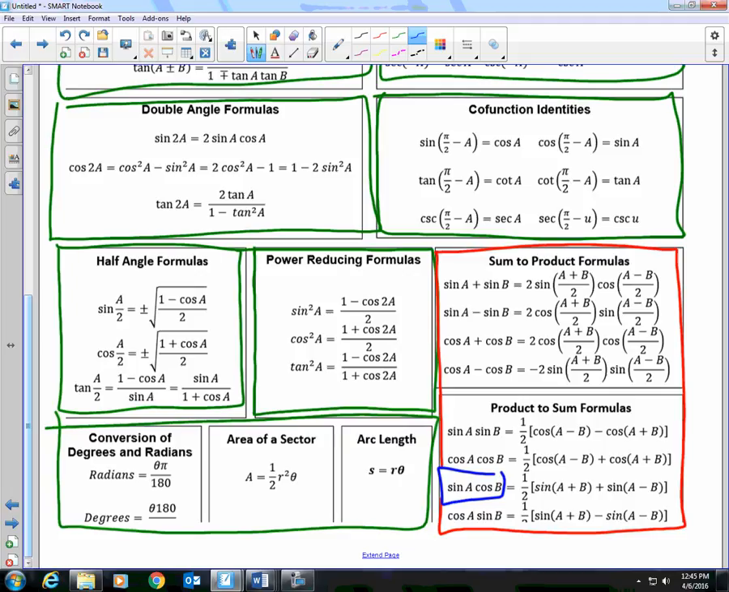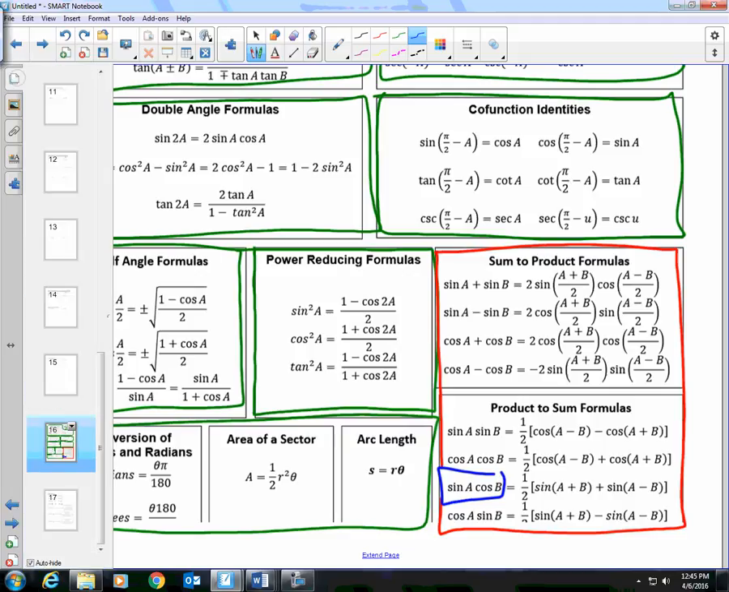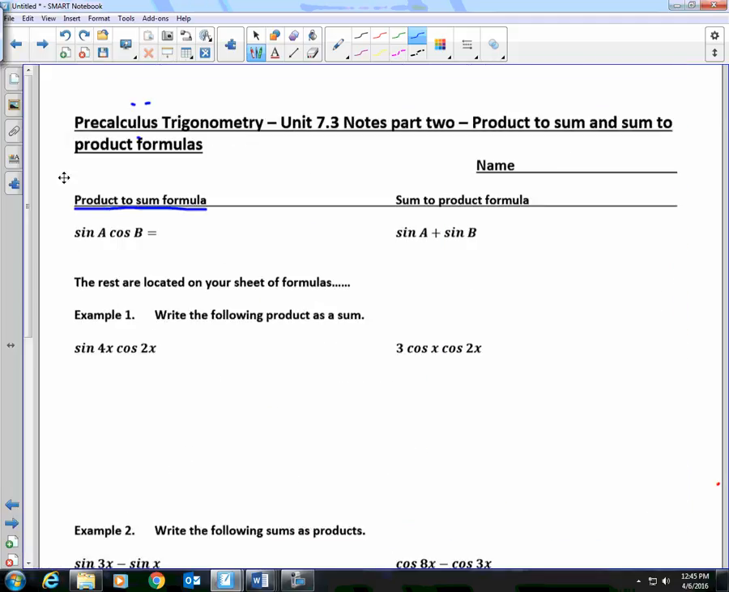So let's see. We got 1/2. We got sine plus and sine minus. Got it. You guys got to make sure I get it right. Okay. 1/2 times sine of the two angles added together plus sine of the two angles subtracted. Is that right? Okay. Great, that's my formula.